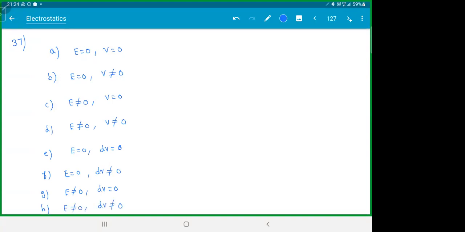So there are 8 options like this. Which of the following is possible? Meaning, can you find a situation where E is not 0, but V is 0? Can you find a situation where E is 0, but dV is also 0? Like that. Meaning you can create any kind of charge distribution you want. Eight options, multiple answer questions. I hope you're getting what I'm asking.